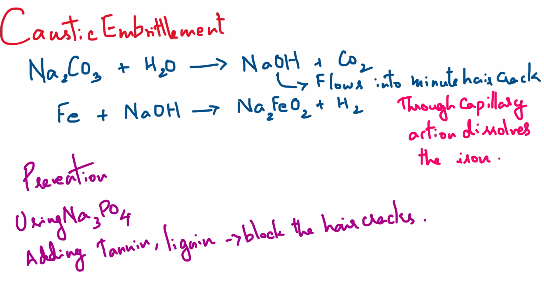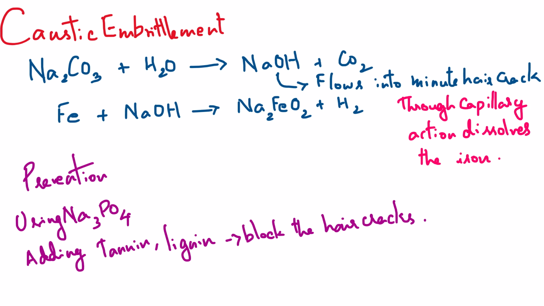Caustic embrittlement. In order to avoid scale and sludge, in high pressure boilers, sodium carbonate is added. This sodium carbonate reacts with water and forms sodium hydroxide, which flows into the minute hair cracks, and thereby through capillary action it dissolves the surrounding metal. Iron with sodium hydroxide forms sodium ferroate.